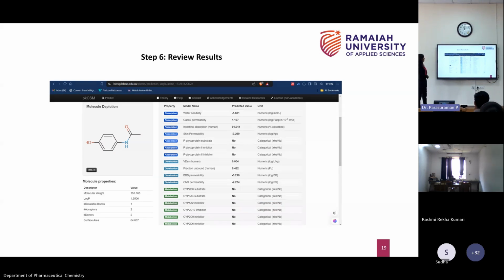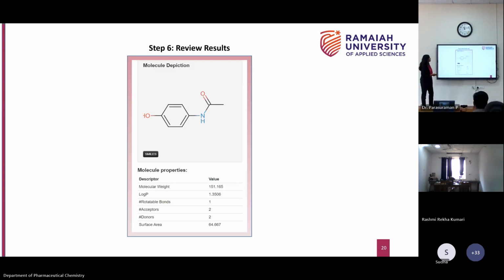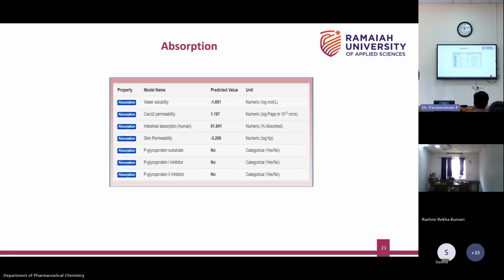You have molecular properties here. In that you are getting molecular weight, logP, rotatable bonds, hydrogen bond donors, acceptors, and surface area. And on that side you are getting all the ADMET properties, like absorption first. In that, water solubility is there, intestinal absorption, skin permeability, etc. So this is the review, one by one. And how to interpret this.